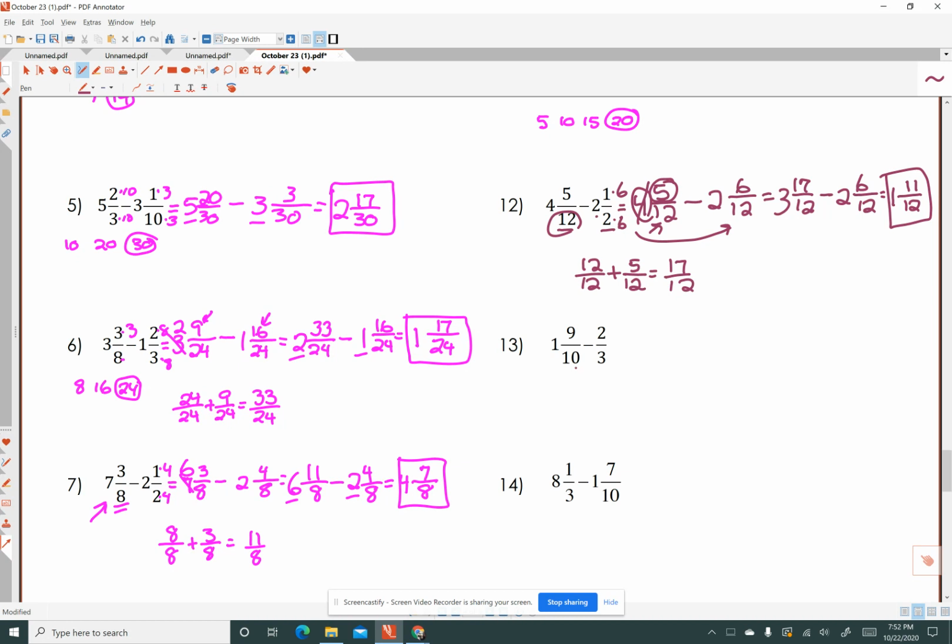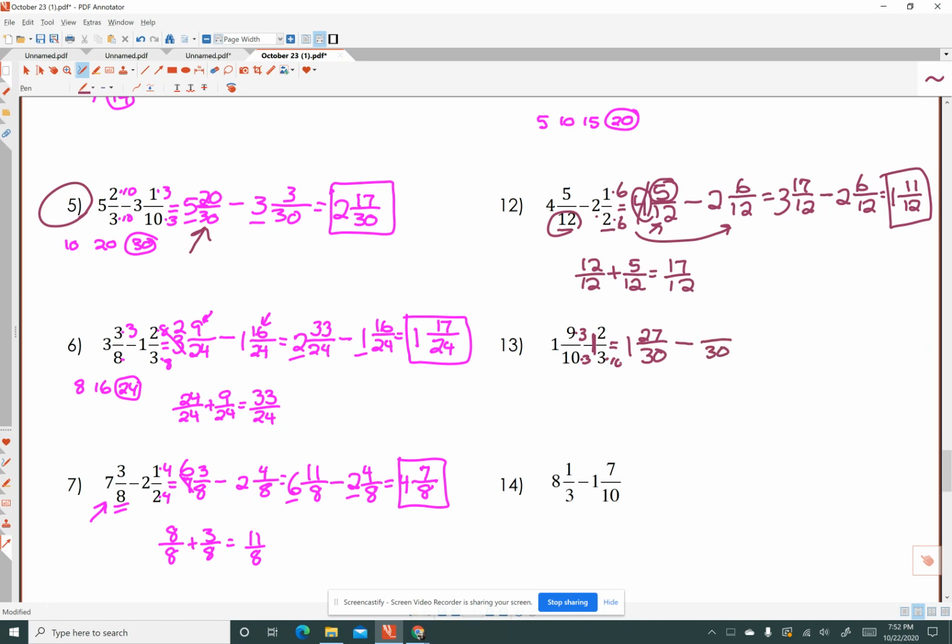So again, if we have a 10 and a 3, this is like problem 5. We're going to need a denominator of 30. So we'll rewrite the first fraction as 1 and how many 30ths? If 10 times 3 is 30, we multiply 9 times 3 for 27. Minus 2/3. We don't have a whole number here. There's no whole number there. So we just have our 30ths.